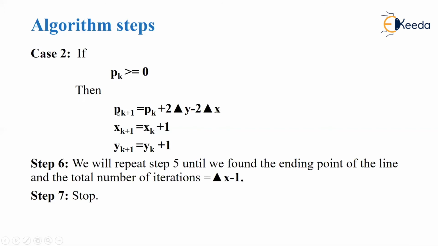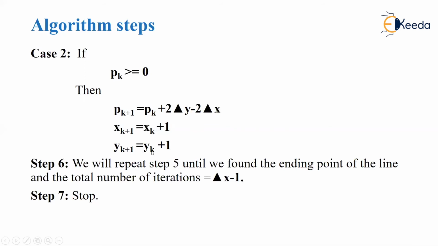Using this, we can again get the different value of the error term, and then we will calculate the next coordinates of x and y. So xk plus 1 is equal to xk plus 1, and yk plus 1 is equal to yk plus 1. Here the value of the y coordinate will be increased by 1, unlike the previous case.